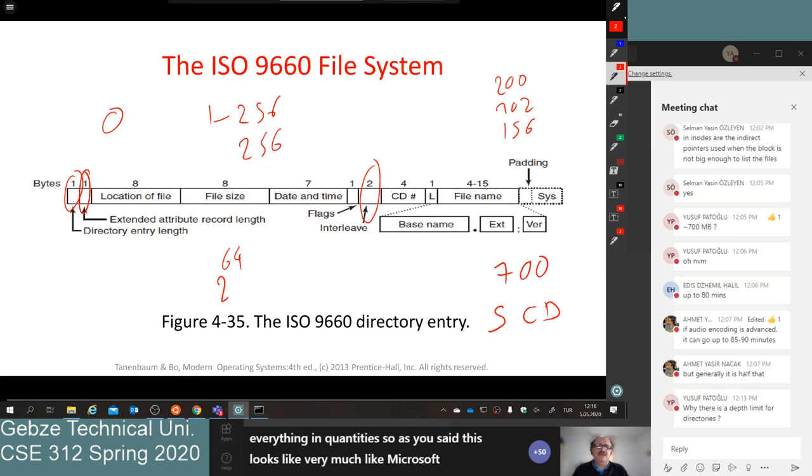So as you see, this looks very much like Microsoft stuff, right? I mean, you have your date and time, the flags, etc. It looks very much like MS-DOS stuff. So naturally, Unix people didn't like it.